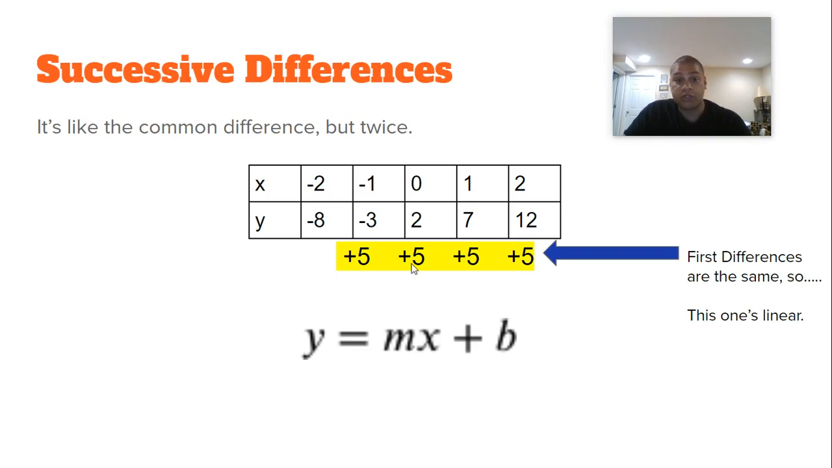So what did we just do? We looked at the table. We figured out the y values were changing by the same number over and over again. So the first differences are the same. And if the first differences are the same, we know it's linear. y equals mx plus b. We have actually done this before. We're just giving it a new name because of what we're going to do next. Okay? Make sure you got this down. These are first differences.